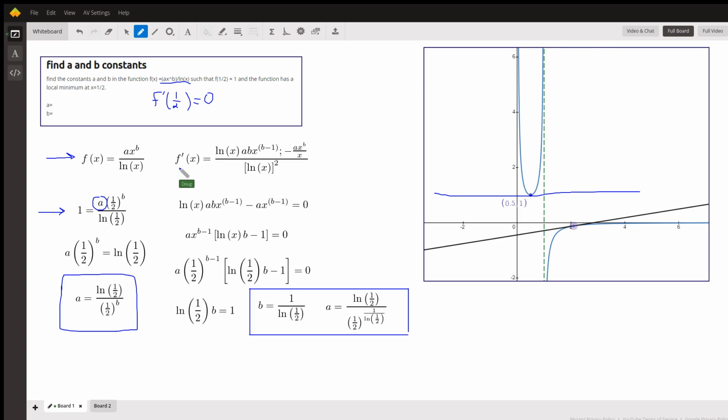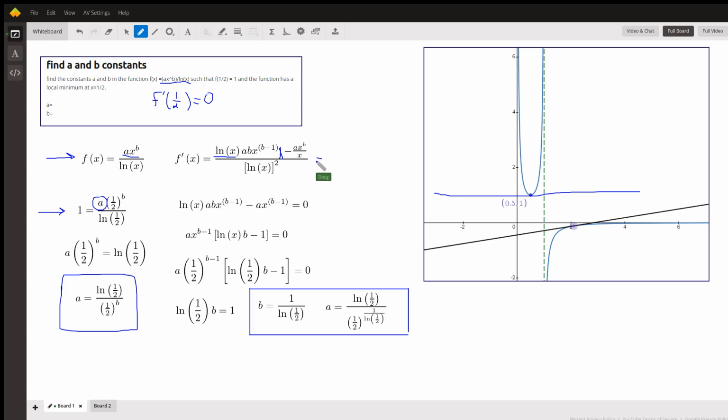Now the derivative is a little more complicated. We have to take the denominator times the derivative of the numerator, which is a times b times x to the b minus 1, minus the numerator times the derivative of the denominator, all over the denominator squared.